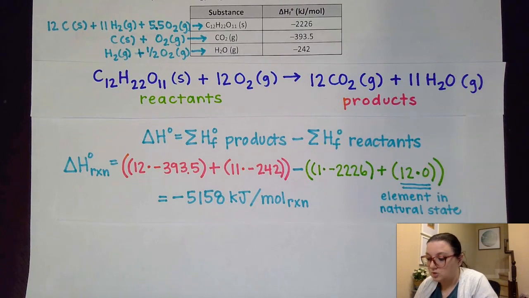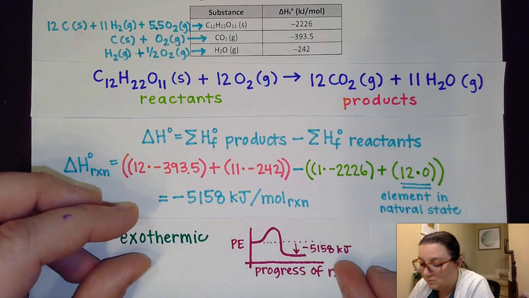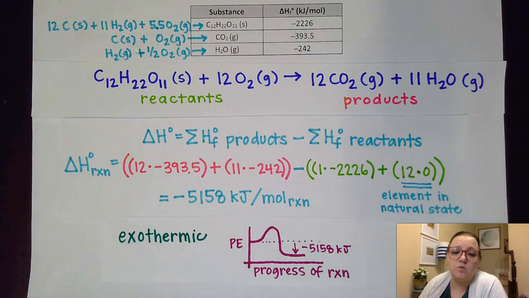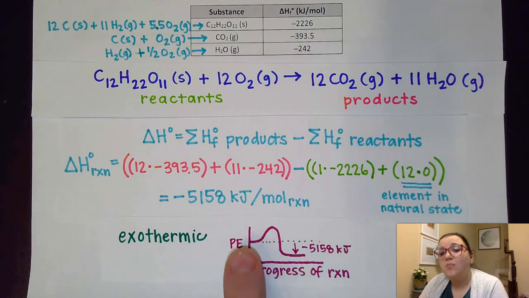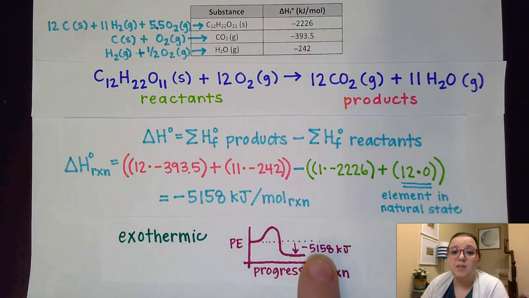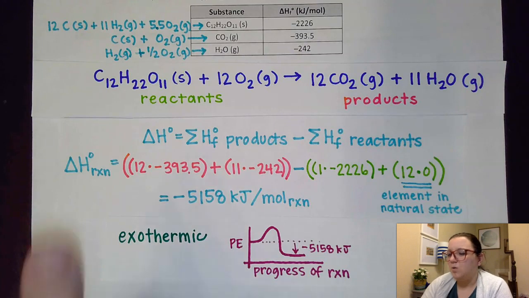It asks, is the reaction endo or exothermic? Well, as I just said, because that came out negative, I know it's exothermic. I also know what a potential energy diagram would look like. I know it's going to start high and end low, and that the amount of heat lost would be that negative 5,158 kilojoules.